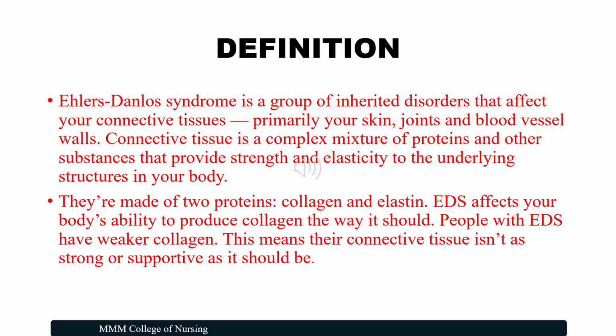Definition: Ehlers-Danlos syndrome is a group of inherited disorders which affects your connective tissues, primarily your skin, joints and blood vessels. Connective tissue is a complex mixture of proteins and other substances which provide strength and elasticity to the underlying structures in your body. They are made up of two proteins, collagen and elastin. In Ehlers-Danlos syndrome, your body's ability to produce collagen the way it should is affected. So people with EDS may have weaker collagen. This means that the connective tissue isn't as strong and supportive as it should be.